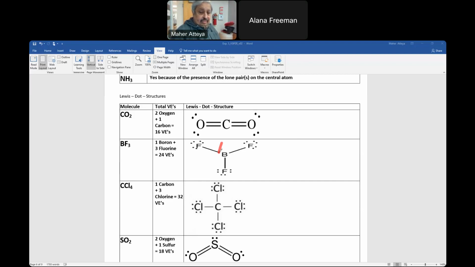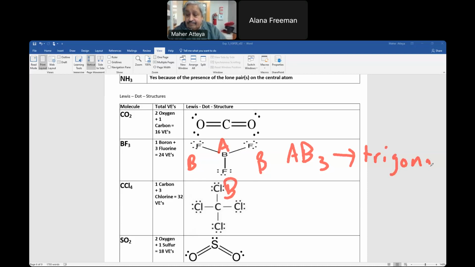This is central atom A. This is B, B, B. So this is AB3. This is the VSEPR code called AB3. And therefore, because it's AB3, we can expect this one to be, looking it up, you have to look at the table there. Bring this one here for the quiz and the midterm. Trigonal planar.